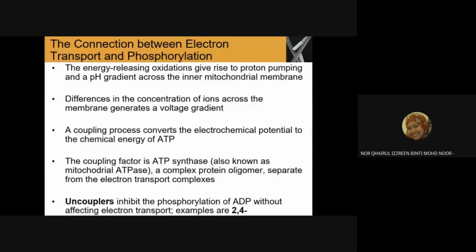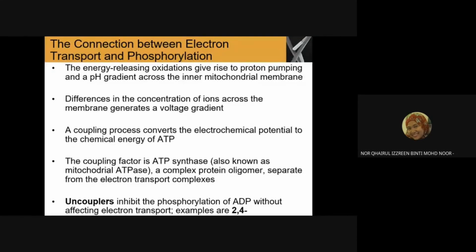Okay, so what's the connection between electron transport and phosphorylation? Just like I mentioned, it creates the electrochemical potential for ATP production. So the coupling factor is ATP synthase, also known as mitochondrial ATPase. It's separate from the electron transport complexes 1 to 4.